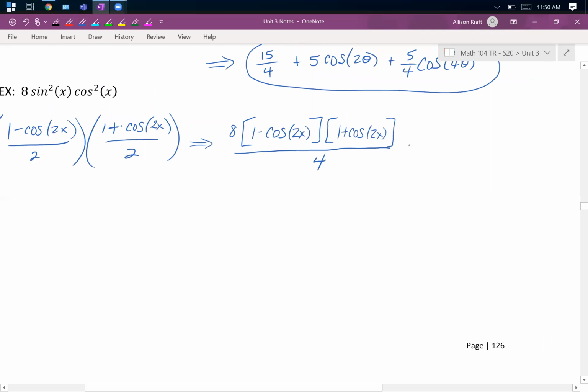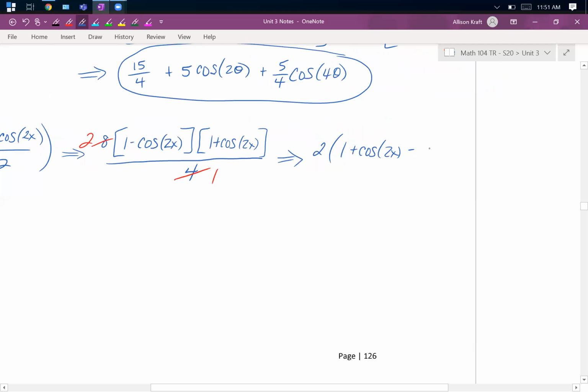Foiling our top, and I'm also going to simplify the 8 and the 4. I guess I'll do that first. So we just have a 2 out in front, and then when we FOIL, we're going to have 1 plus cosine 2x minus cosine 2x minus cosine squared of 2x. We have like terms here in the middle that when we combine are going to fall out.